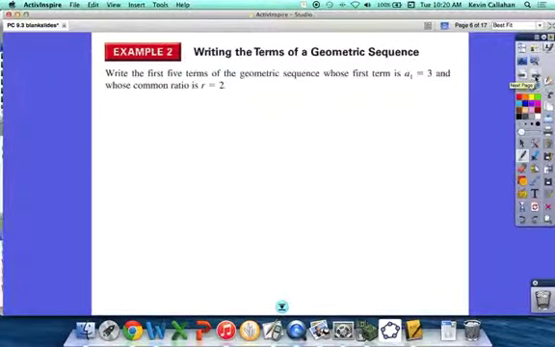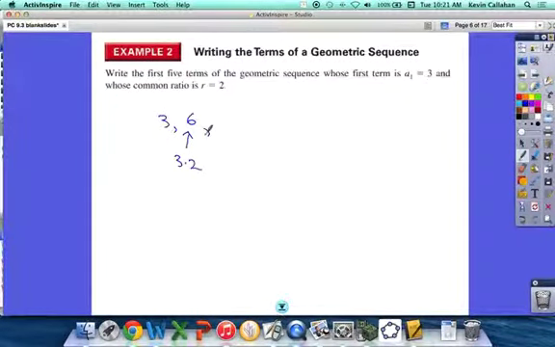So, examples. Writing the terms of a geometric sequence. Write the first 5 terms if you know the first term and the common ratio. Do we need the formula for that? Not really. If you know a1 is 3, then the common ratio is 2, so what will the next term be? It'll be 6, that is 3 times 2.